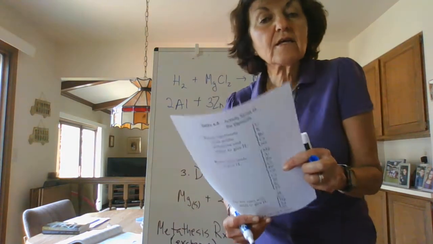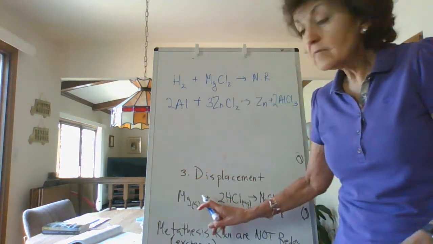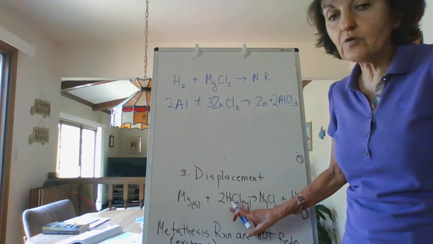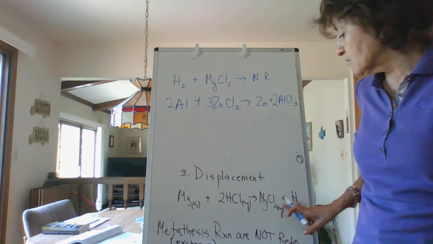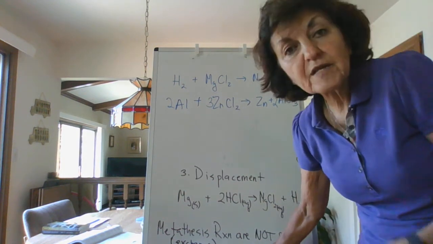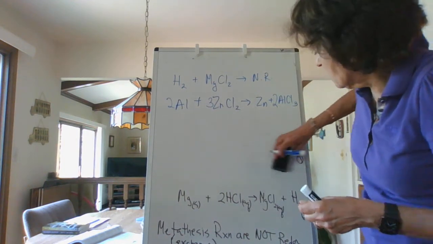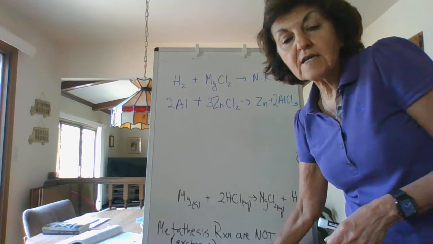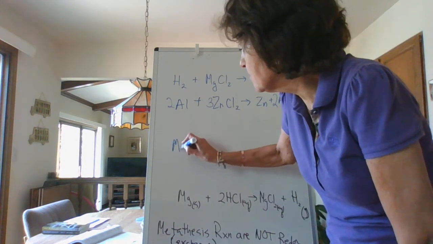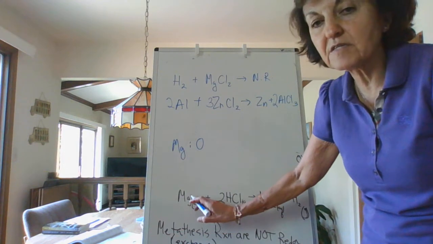All right, now let's see if these displacement reactions are also redox. Take a look at the one I have down here. Magnesium plus hydrochloric acid will give you magnesium chloride and hydrogen. All right, so displacement, by the way, is what in intro chem they used to call single replacement. All right, so let's assign oxidation numbers for this. Magnesium on the left is a 0, right? Because it's all by itself sitting alone.